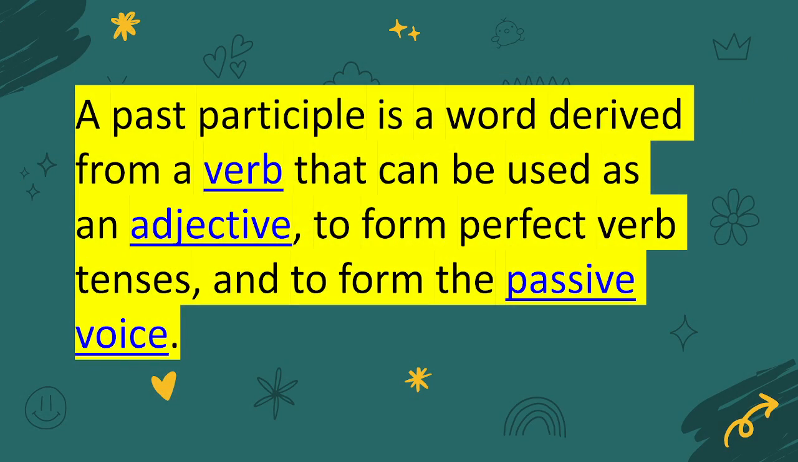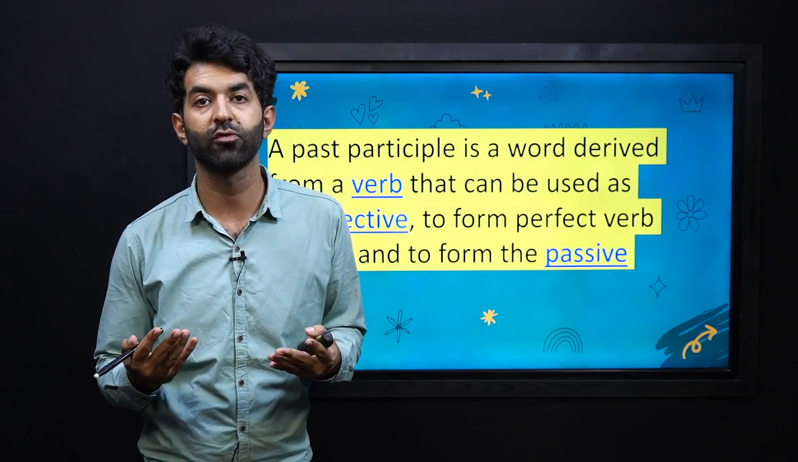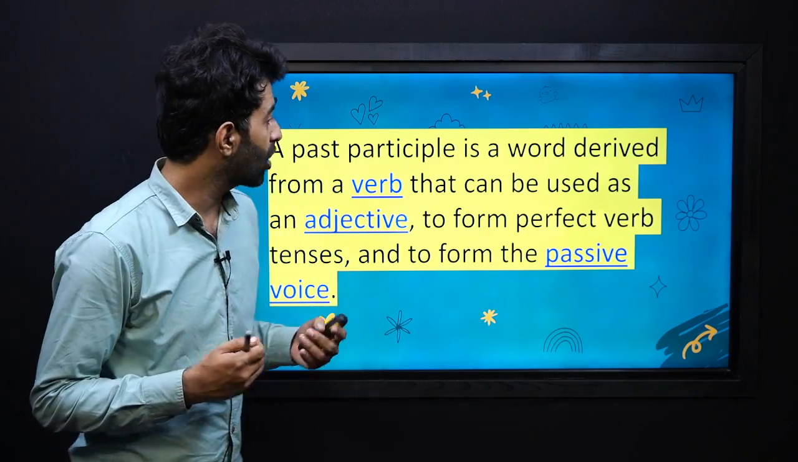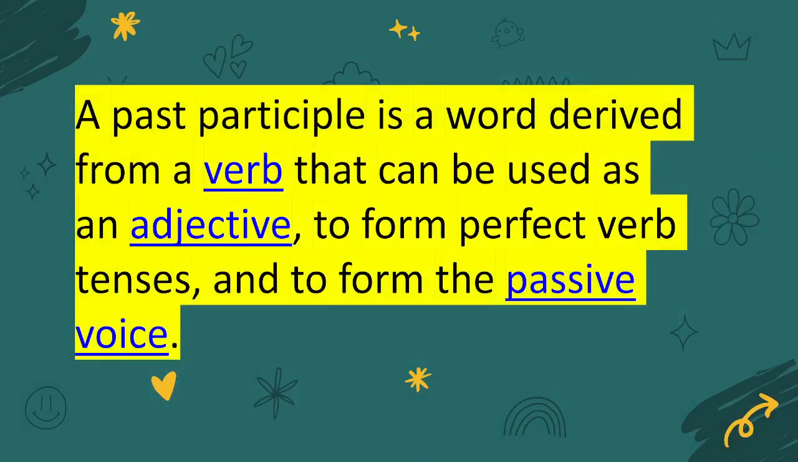We know that participles have two forms, present and past. Now let's talk about the past participle, which is a word derived from a verb that can be used as an adjective, to form perfect verb tenses, and to form the passive voice as well. So we are using the past participle form of the verb for adjectives and for the passive voice.